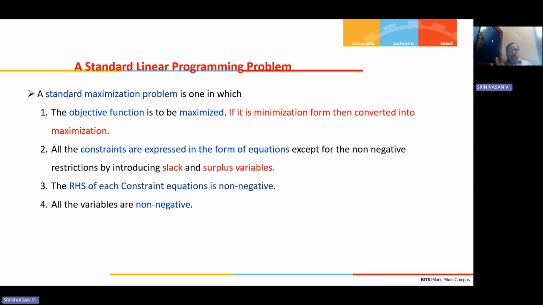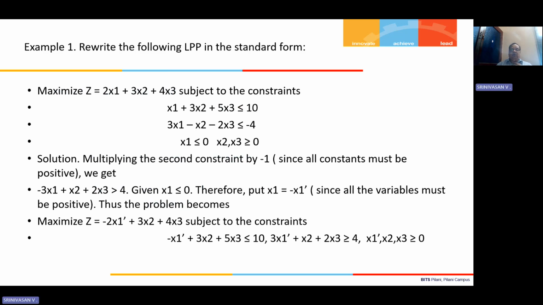So such a linear programming problem, where the conditions that we have listed out here are satisfied, is called a standard linear programming problem. This itself is a simple question that can be asked for just 2-3 marks, or maybe in a quiz also: how to rewrite the following LPP in the standard form. That's important. In the standard form.